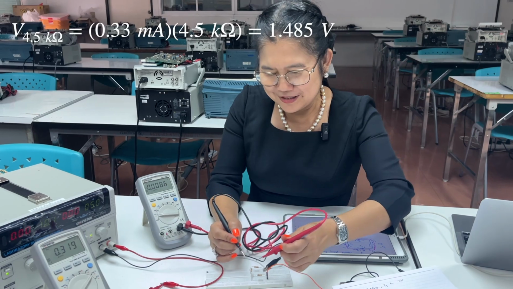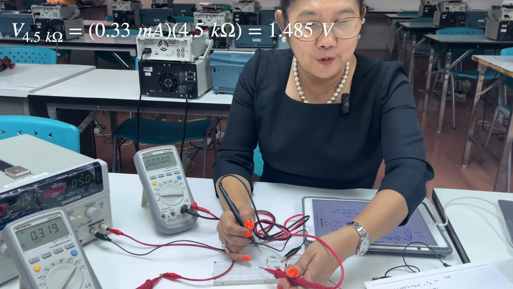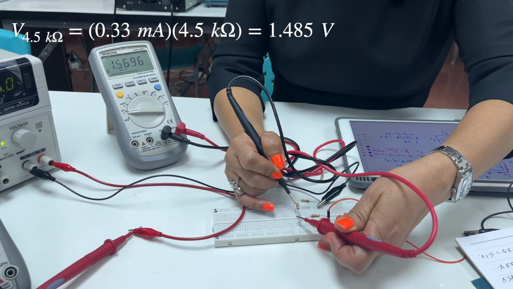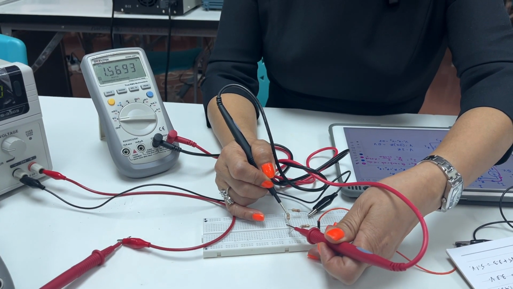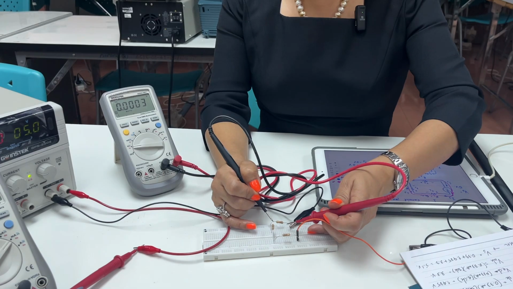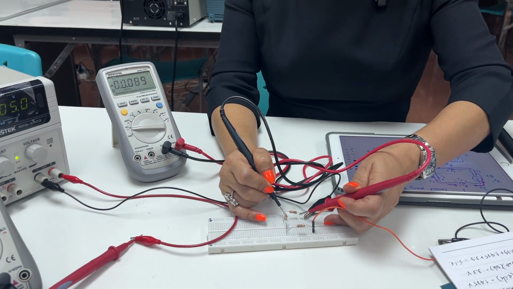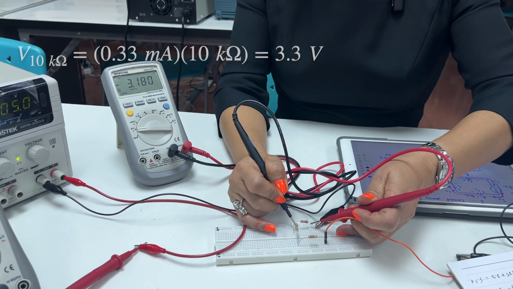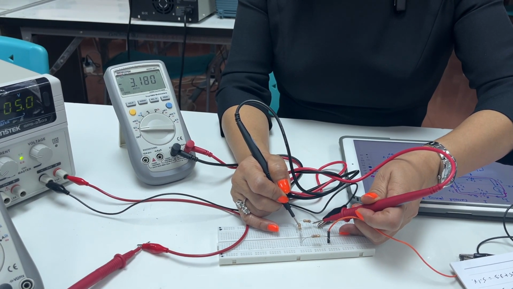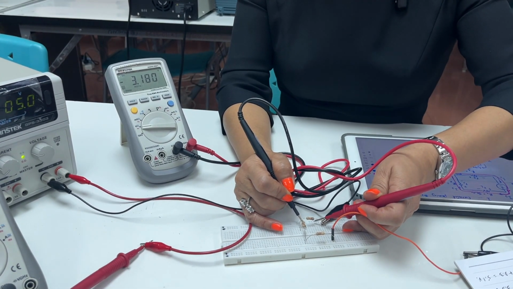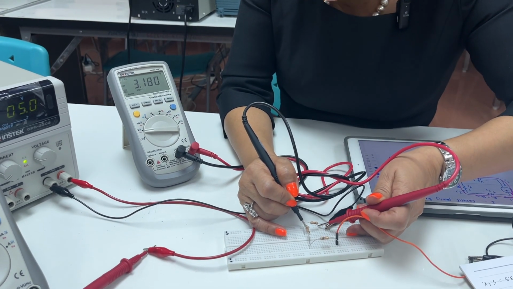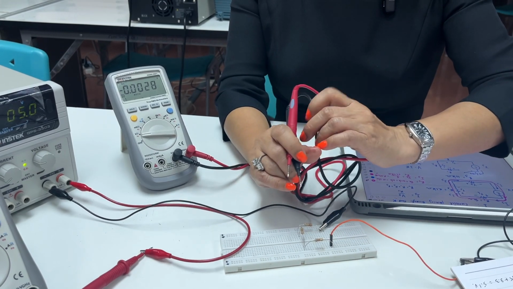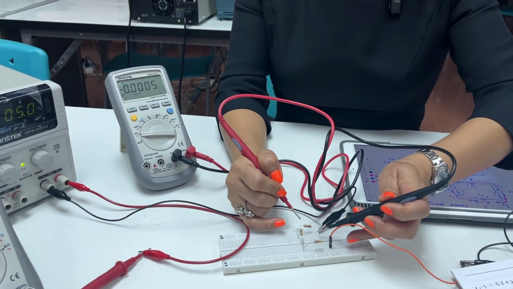Okay. So next one, V across 4.5K. It should be equal to 1.485 volts. So I read 1.56. And then the last one across 10K should be 3.3. I read about 3.1 to 0.818. Oh, it's negative. I read it negative. So that means I have to switch it if I want a positive answer. So I switch like this.